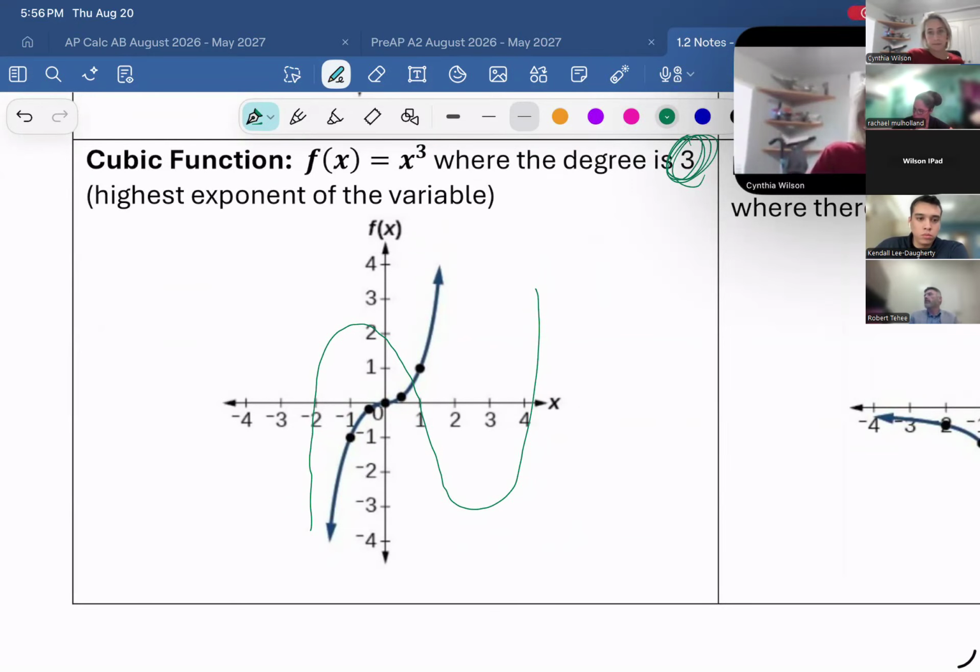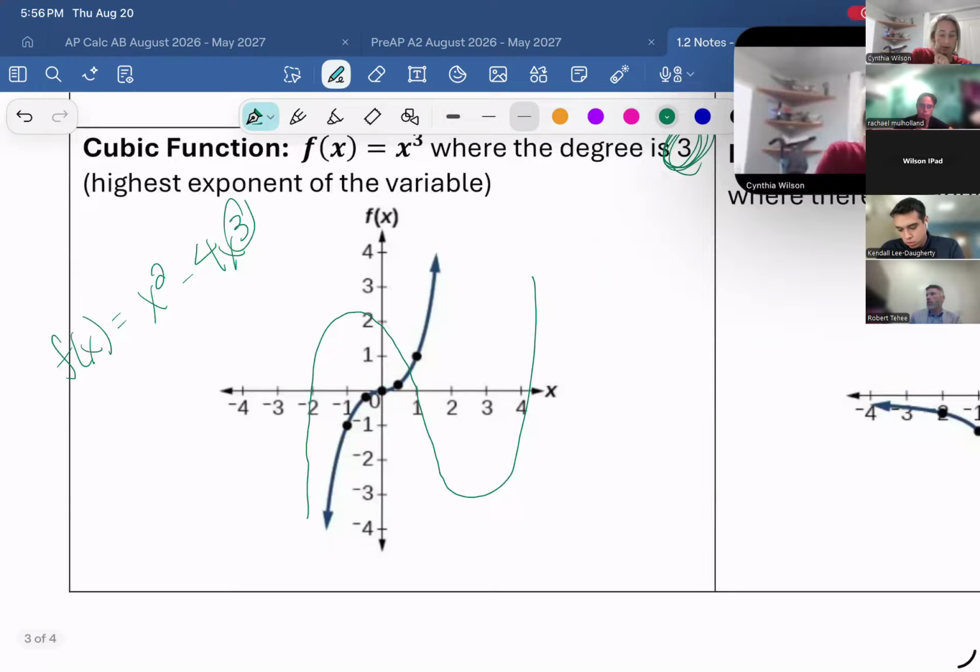Okay, so I could have mixed up functions. I could have x squared minus 4x cubed. Let's call it that. It's not even in the right order, but my highest exponent is a 3. It's considered cubic. Always look at the highest exponent.